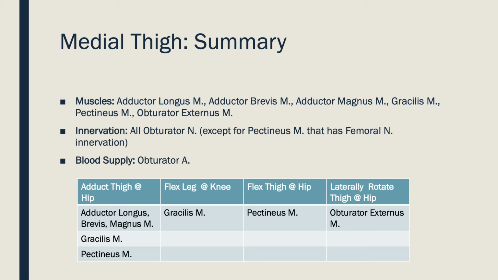And then their functions can be broken down to adduction of the thigh at the hip, which are all the adductor muscles, gracilis and pectineus, flexion of the leg at the knee, which is gracilis, flexion of the thigh at the hip, which is pectineus, and lateral rotation of the thigh at the hip, which is the obturator externus muscle.